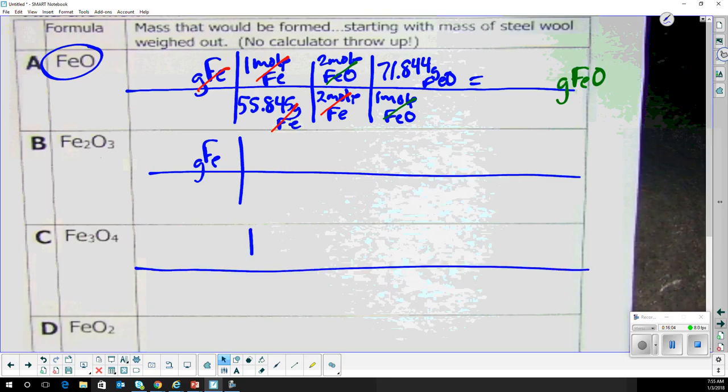And so I'm going to have this all set up so when I get back in lab, whatever I weighed out for the mass of iron, I'm going to subtract the weight of the beaker. I'm going to put it here and I'm going to do the calculations really quickly. So my moles go out and I actually would end up with grams of FeO.